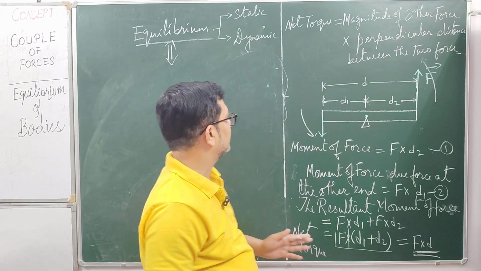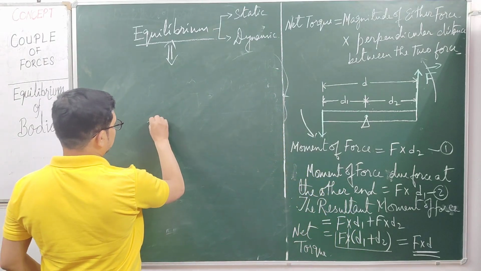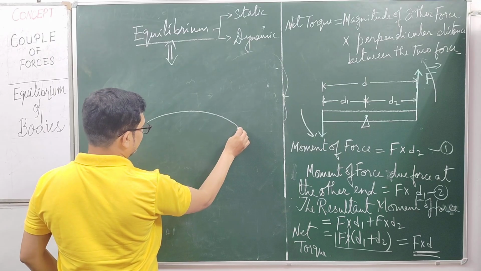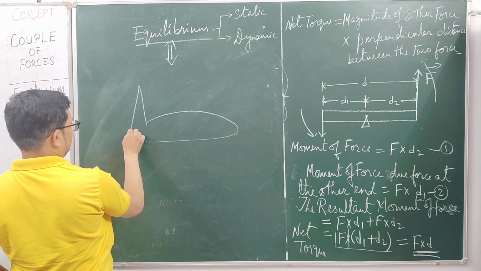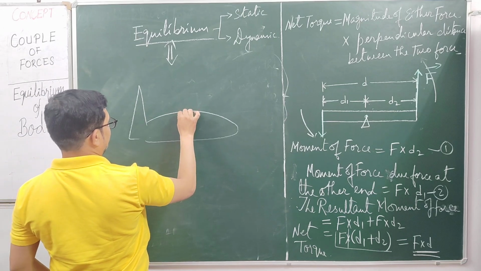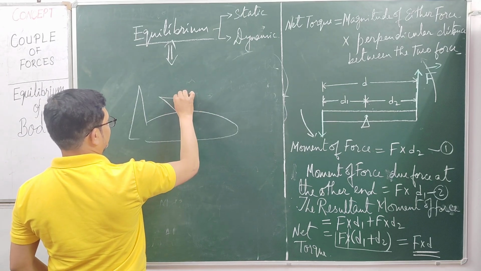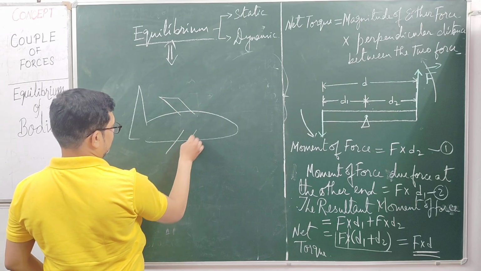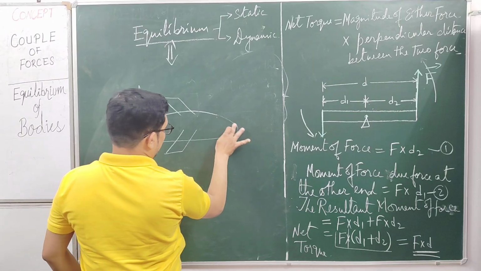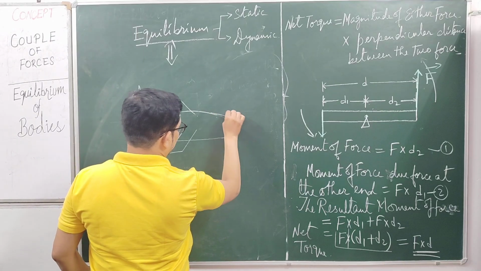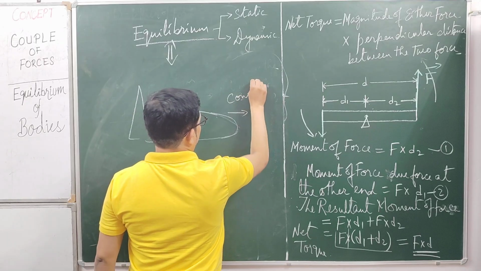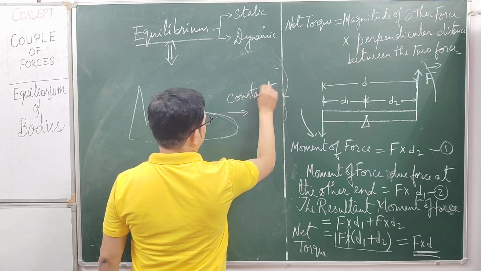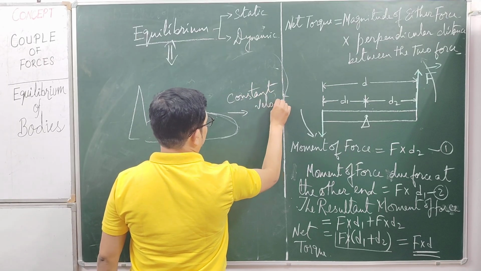Another example that you can think of. Suppose you think of an airplane, right? There's an airplane. Now this airplane is moving with constant velocity, right? It is moving with constant velocity horizontally.